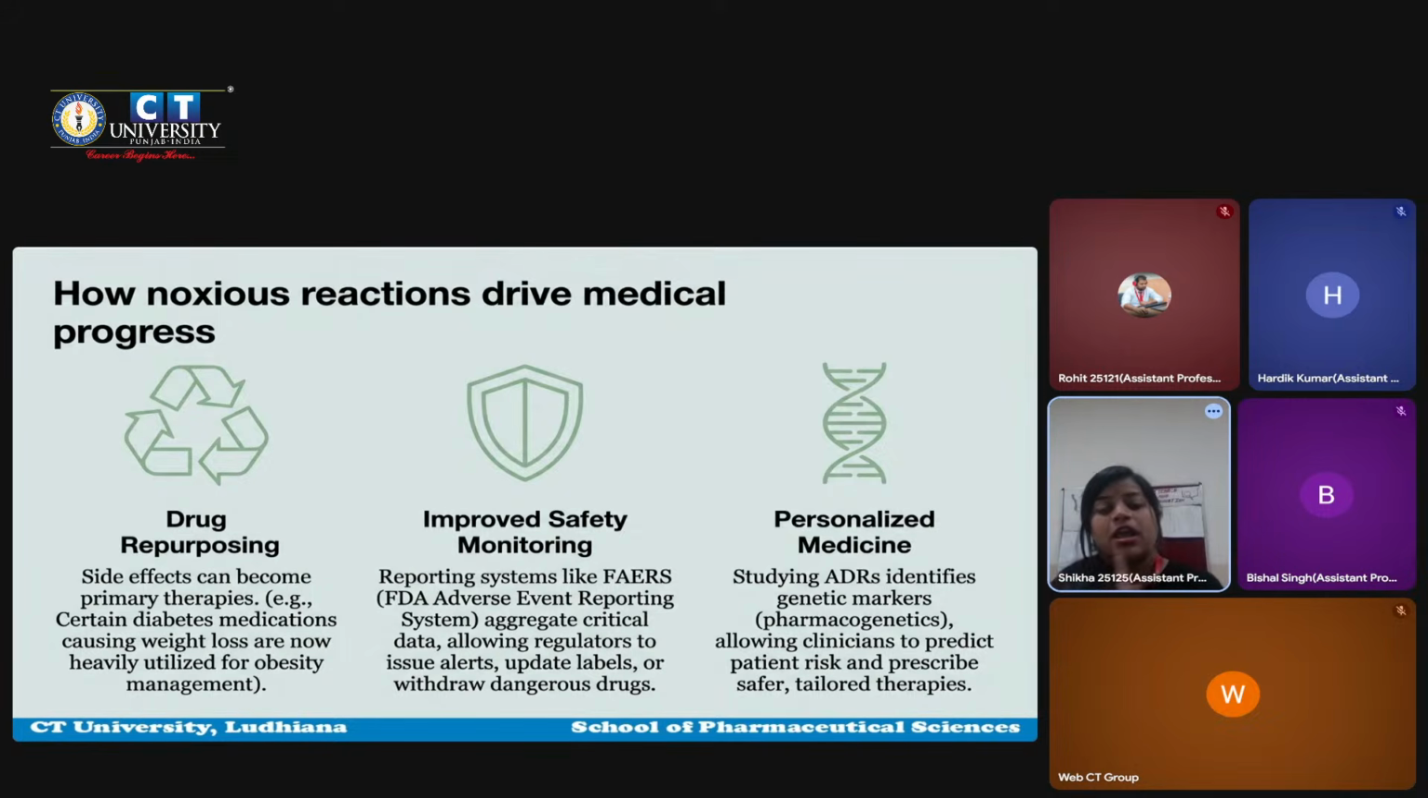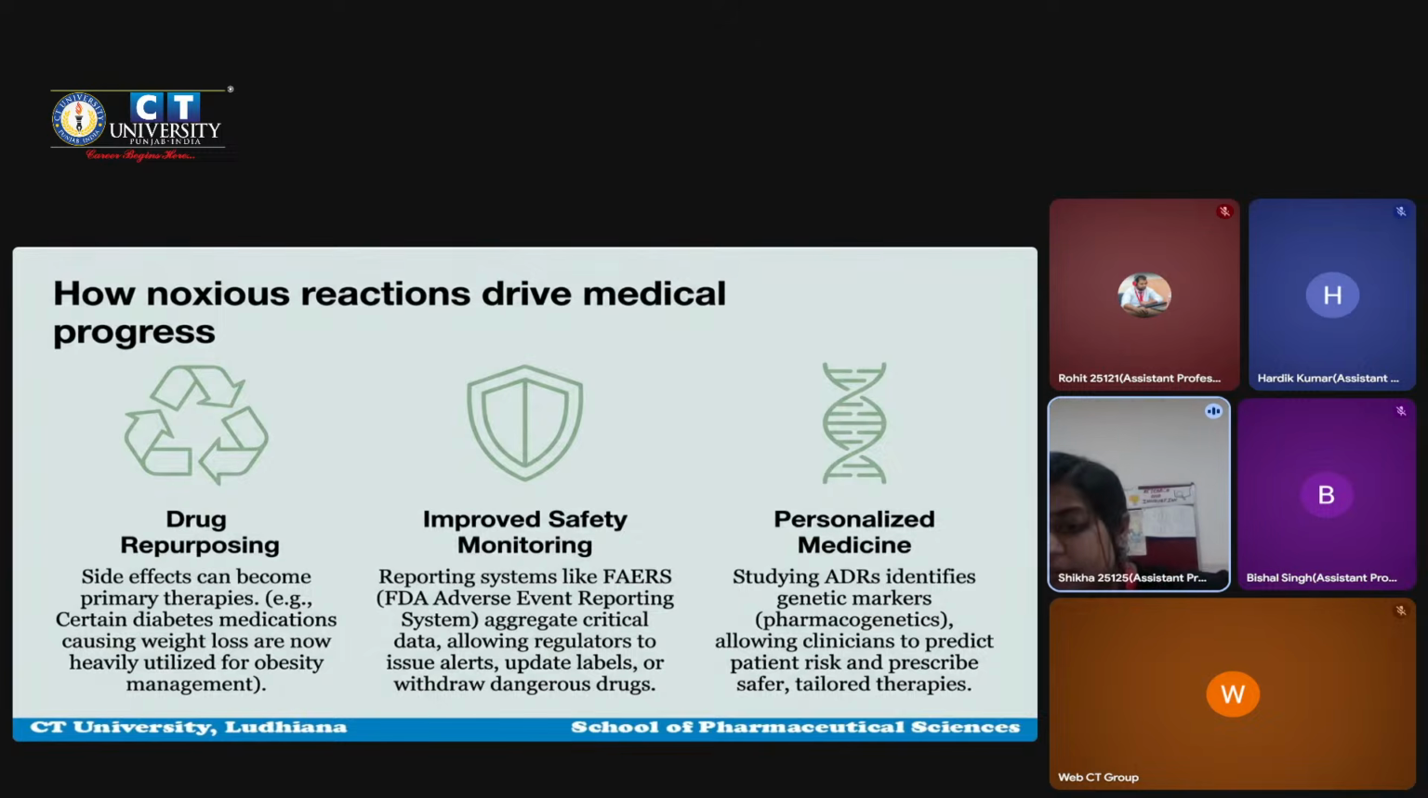The second one is improved safety monitoring. Reporting systems like FAERS, that is the FDA Adverse Event Reporting System, aggregate critical data, allowing regulators to issue alerts, update labels, or withdraw dangerous drugs. So this is also improving our drug monitoring. If any drug is not safe for the population, it is also helpful for monitoring purposes.